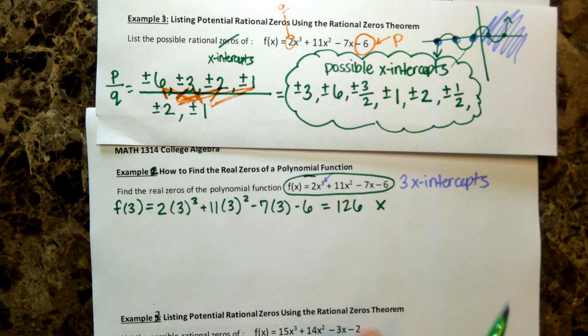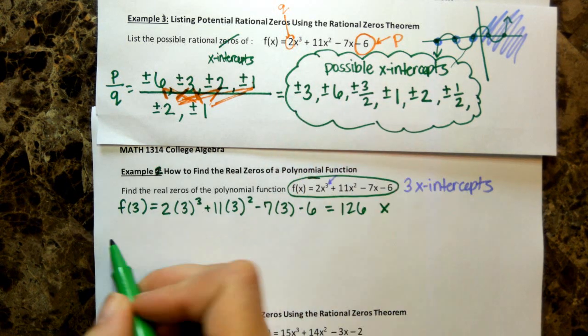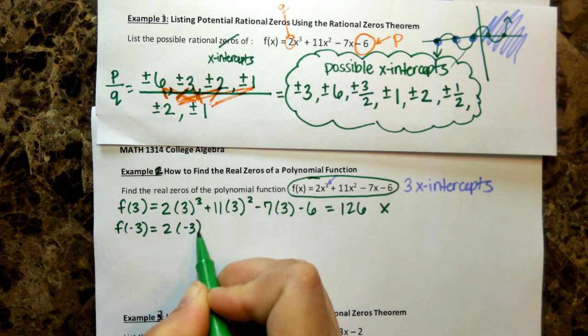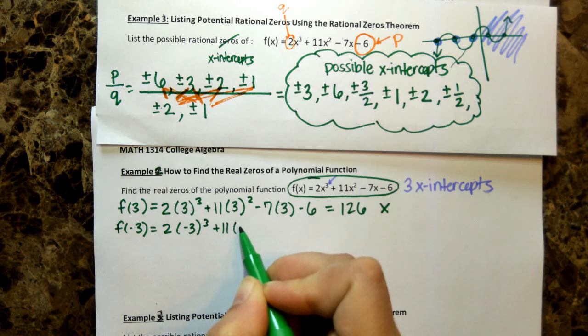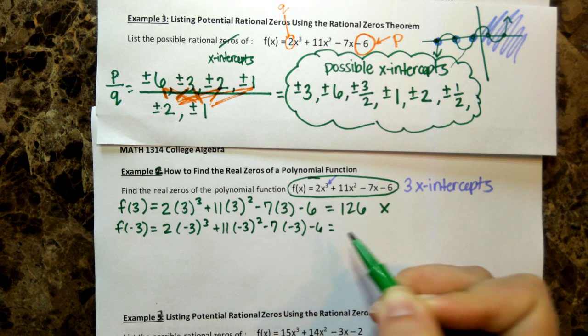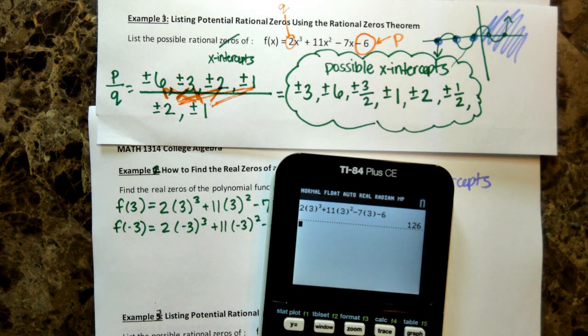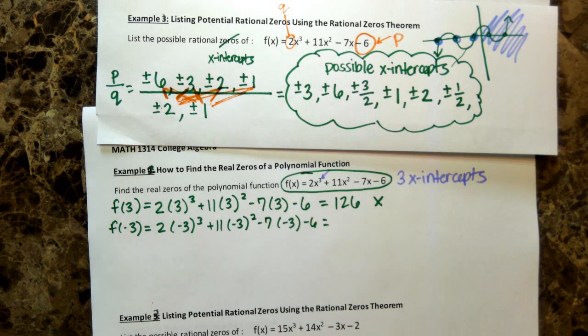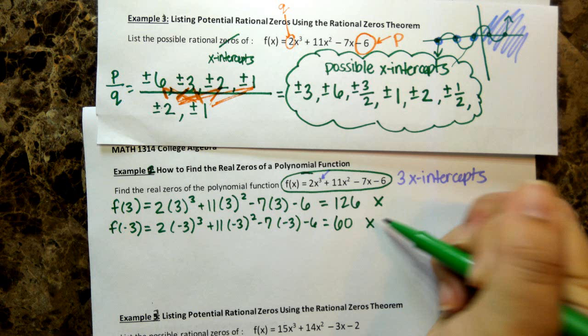Okay. Then I would try out the next number, which was negative 3. And I would plug in negative 3 for x and see if I get an output value, a y value of 0. Because if I get a y value of 0, then I know it's an x-intercept. So I can go ahead and type that all in. 2 times negative 3 cubed plus 11 times negative 3 squared minus 7 times negative 3 minus 6. And that's a 60, which is not 0, so that's also not an x-intercept.